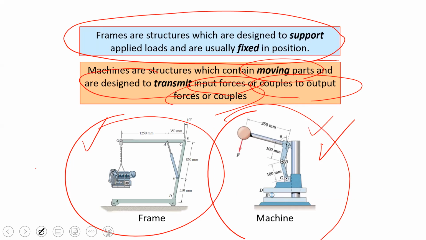A frame is normally designed to support the applied loads and is usually fixed in position. Something like this, we call a frame. A machine, on the other hand, normally consists of moving parts, designed to transmit an input force or couples to an output force or couples, like this one. So the main difference is that a frame is normally stationary, but a machine normally has an input force that is then transmitted into an output force or output couples.